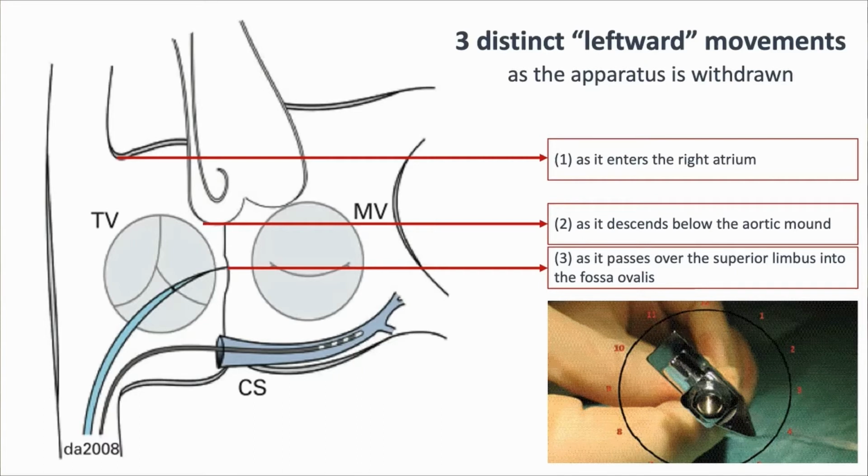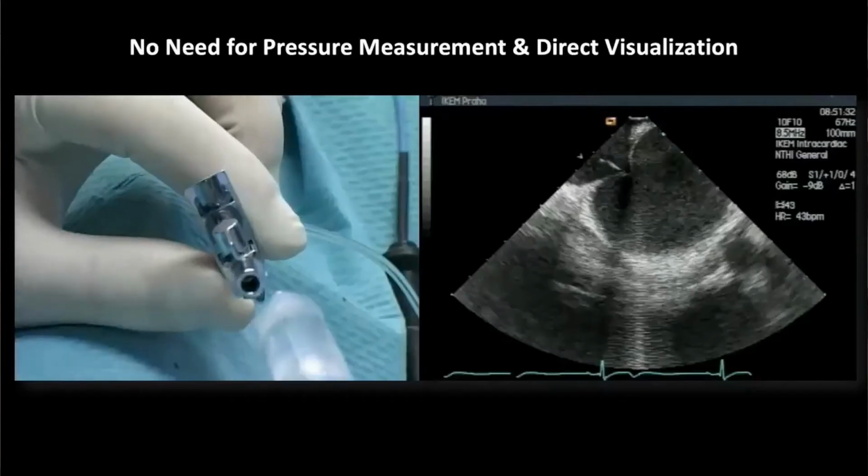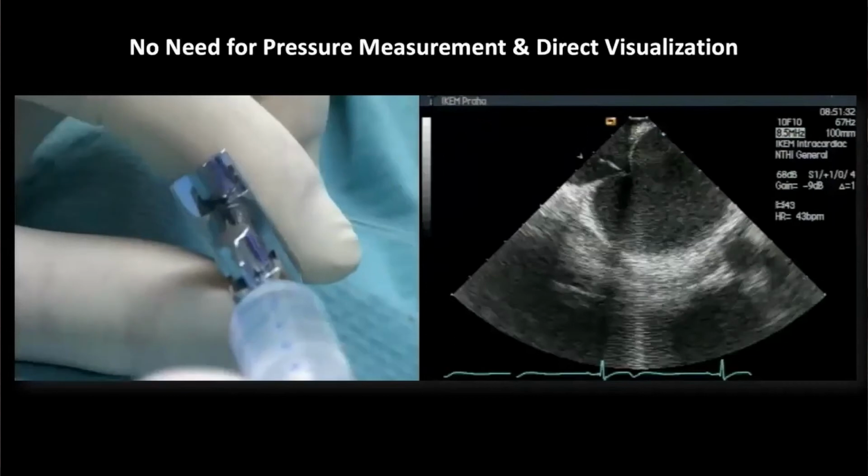After access in the groin and sheath insertion, you insert the needle and perform a pullback of the sheath and needle system. Hold the sheath together with the needle at the 5 o'clock position, and using ICE visualization, pull the needle and the sheath until they fall into the fossa. And then you see these three leftward movements. The first into the right atrium, the second around the aortic mouth, and the third directly into the fossa ovalis. And this step can also be seen in this video.